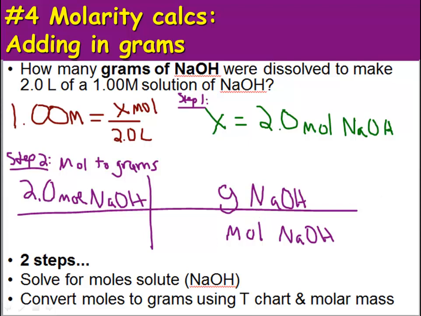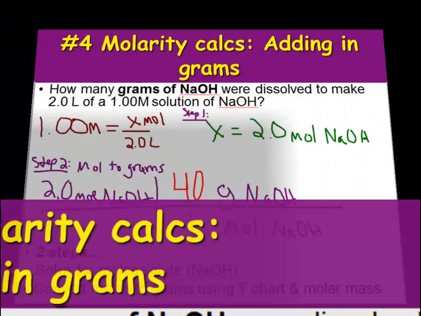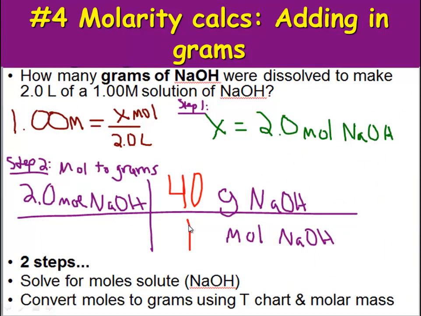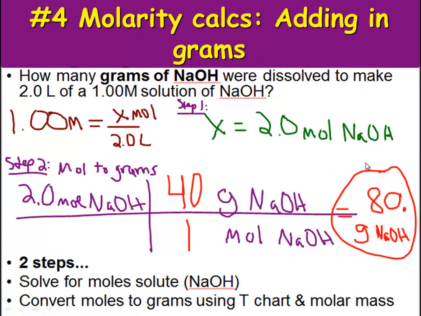Well, we know that in 1 mole of NaOH, if we were to do our molar mass of this and add up all the atomic masses, we're going to get 40 grams. So we know that 1 mole is 40 grams of NaOH. Moles of NaOH cancel, and we do 2.0 times 40, and we should get the number 80. But 80 is only one significant figure, so we have to put the decimal point in here to make both of these numbers significant, because we had 2 sig figs in our given.